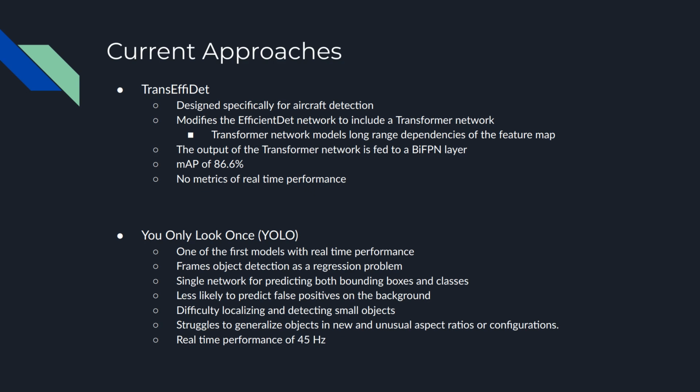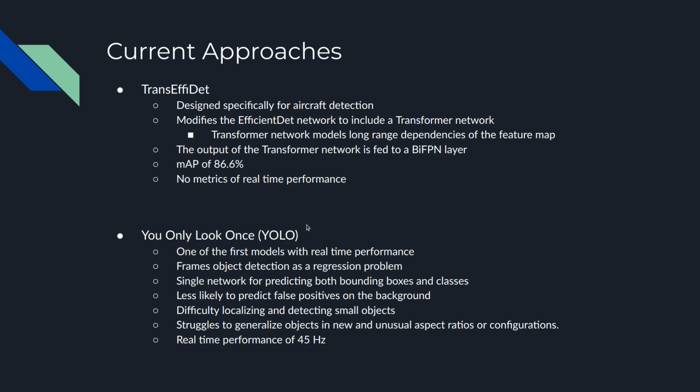Some of the current approaches here are the Trans-FDET. It's been designed specifically for aircraft detection. It uses EfficientDet as a backbone network, and then it feeds the output of that to a transformer network for long-range dependencies of the feature map, which is then fed to a BiFPN layer. They got a mean average precision of 86.6%, and they did not have any metrics on real-time performance.